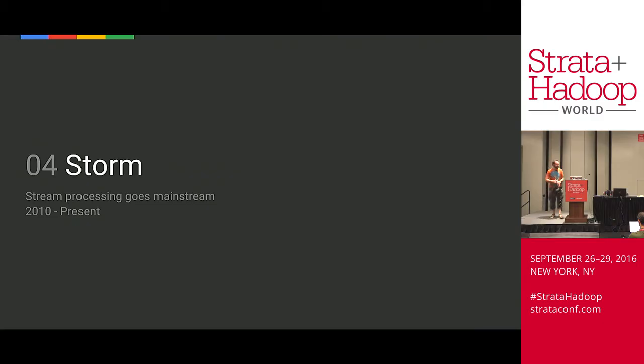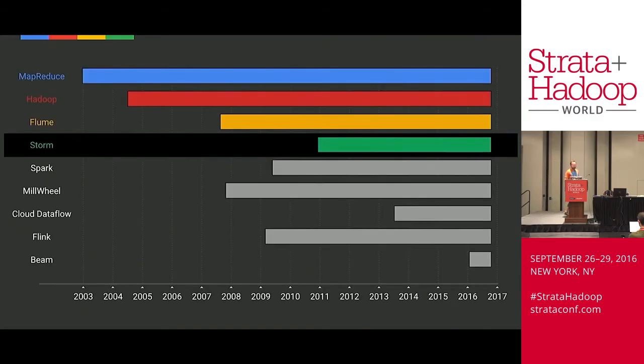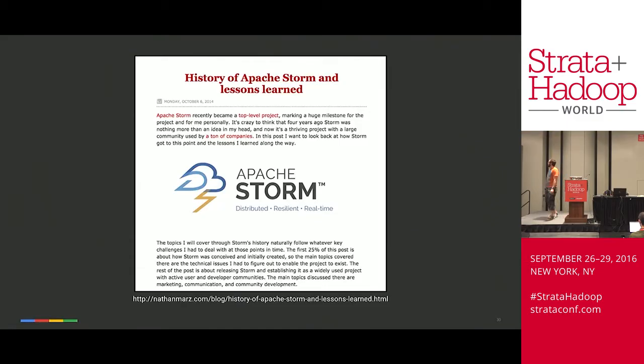So Storm was really interesting because it came about in like 2011-ish. Basically, this guy Nathan Marz was trying to get lower latency results and having a really hard time doing it with Hadoop tools. And so he went in and built this new thing called Storm. He actually wrote a very long blog post on it, which is this one here. It's pretty interesting to read.